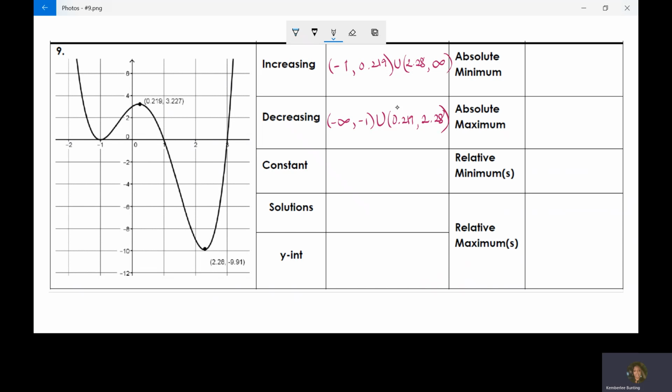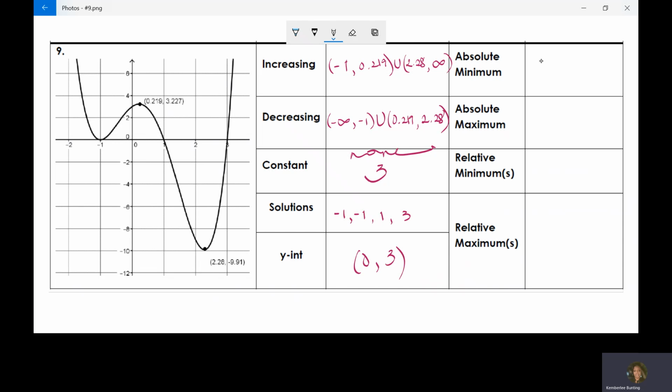All right. The constant value of the function is 3, but is there any constancy? None. The solutions would be -1, 1, and 3. Okay, notice if they say solution, you just get the straight up number, okay? The y-intercept is located at 0, 3.